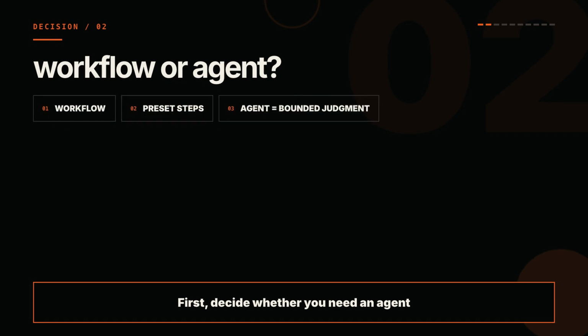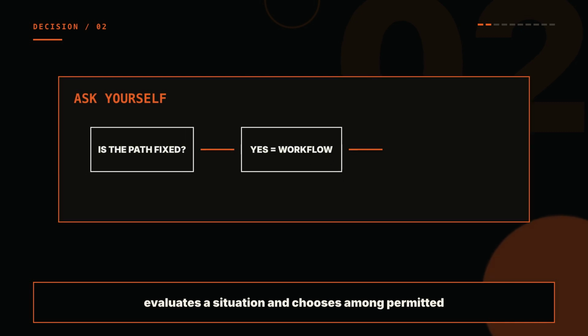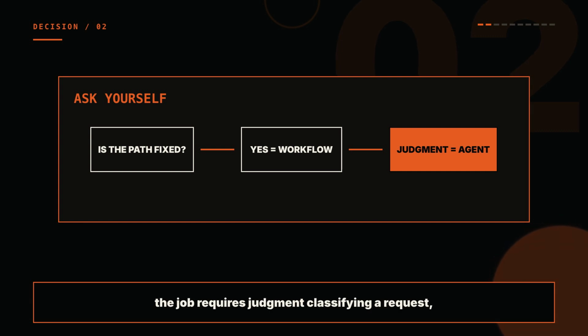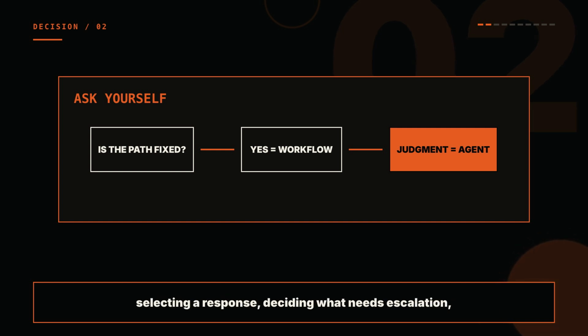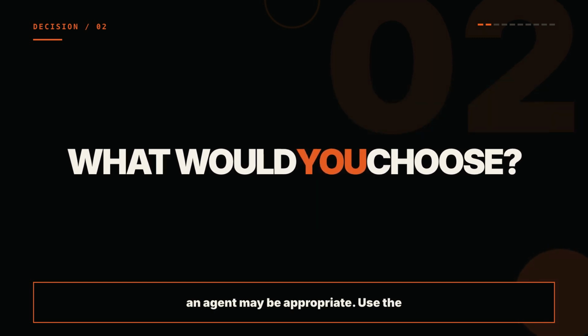First, decide whether you need an agent at all. A workflow follows steps you already know. When this happens, do that. Then do the next thing. An agent evaluates a situation and chooses among permitted actions. If every input should produce the same predetermined sequence, build a workflow. If the job requires judgment, classifying a request, selecting a response, deciding what needs escalation, an agent may be appropriate.